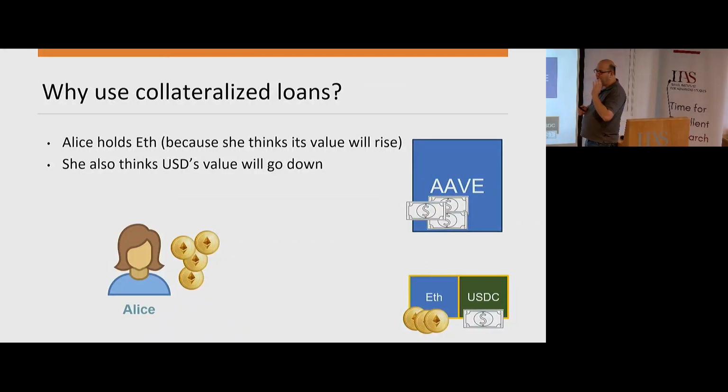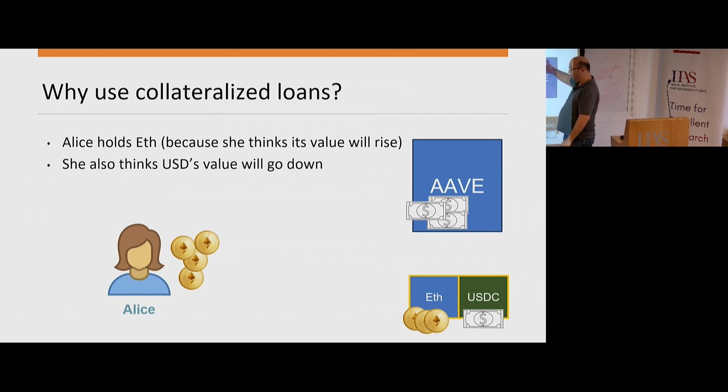So now, why use a collateralized loan? Let's see exactly what it does. What I want to show you is that it allows you to enter a short position. If you borrow money from someone, this is a way to create a short. Let's say Alice has 4 Ether coins, and she thinks their value will rise, but Alice really wants to bet against the US dollar. She thinks the dollar is going to go down. So what can she do?